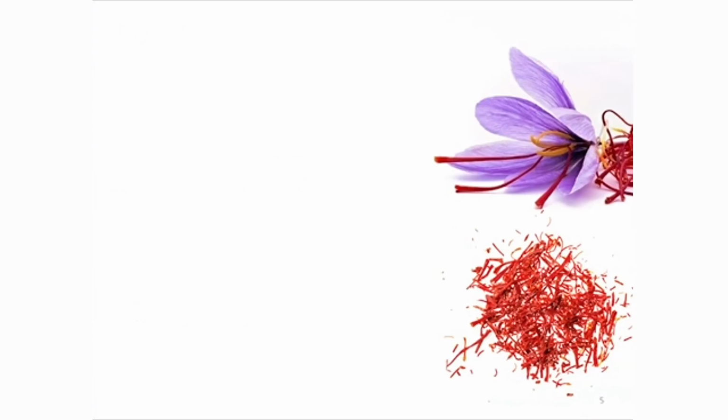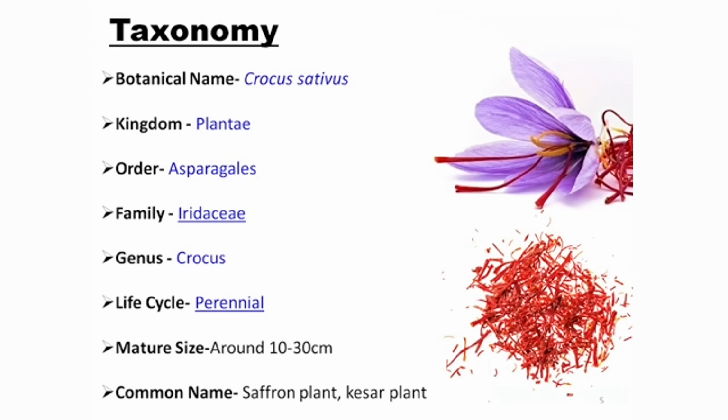Next, we discuss the taxonomy of saffron. Saffron's botanical name is Crocus sativus. It belongs to the kingdom Plantae, and its order is Asparagales, from the Iridaceae family, having the genus Crocus. Generally, saffron is a perennial crop in which the corms are planted and then left to produce for 4 to 5 years. Saffron's mature size is around 10 to 30 centimeters. Commonly, saffron is known as the saffron plant, kesar plant.